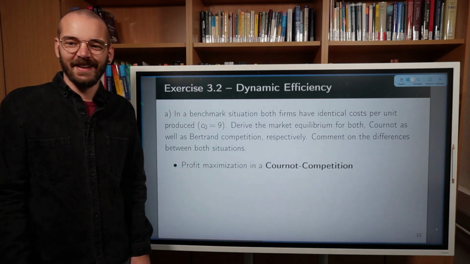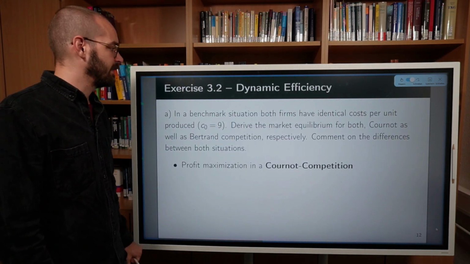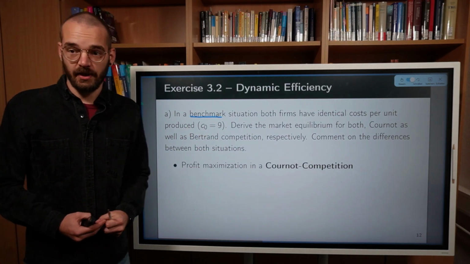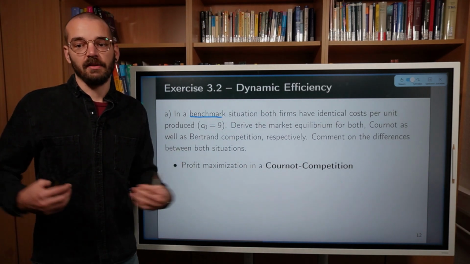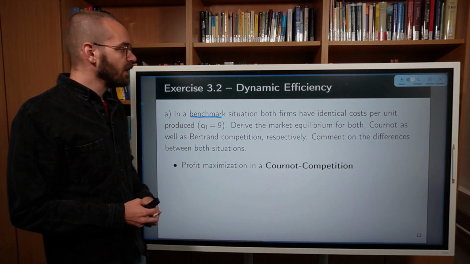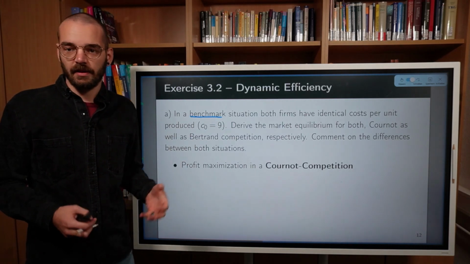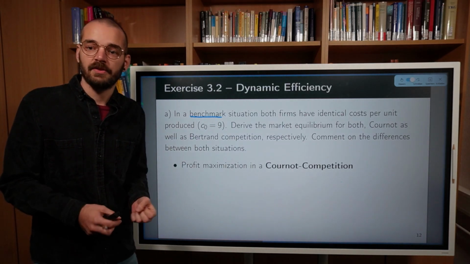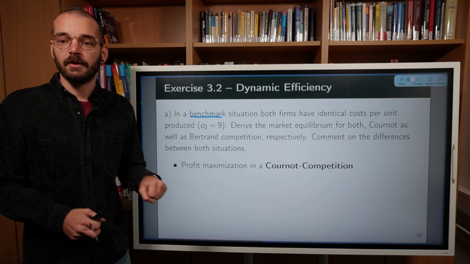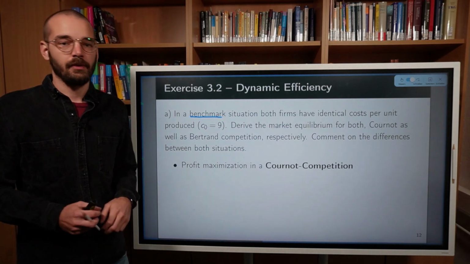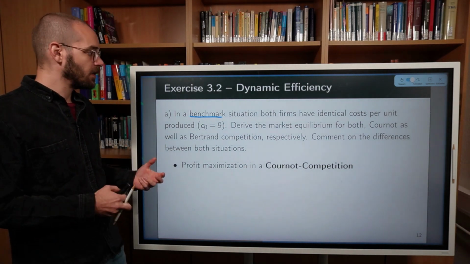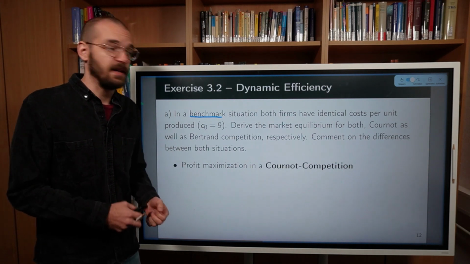Okay, so let's start with task A. Task A really serves, as it says, as a benchmark situation. This is just our point of comparison for the upcoming tasks within this exercise. This really is a repetition of Cournot and Bertrand competition models, which we already discussed on the previous assignment. So I will go through this rather quickly. In case anything is unclear, I would refer you to the solutions to assignment number 2, where we talk about Bertrand competition and Cournot competition in greater detail.